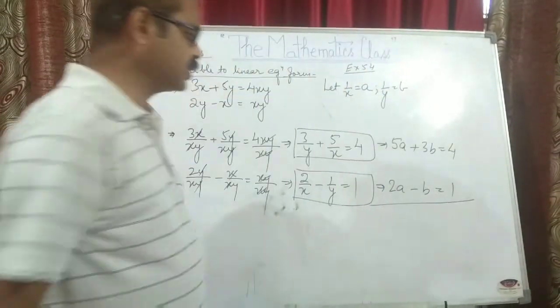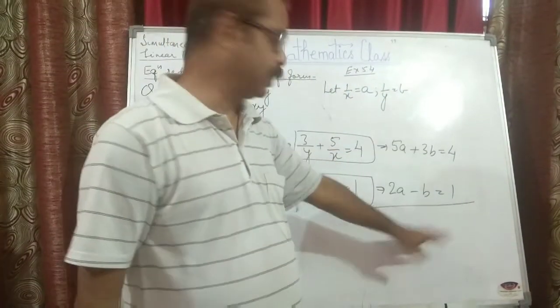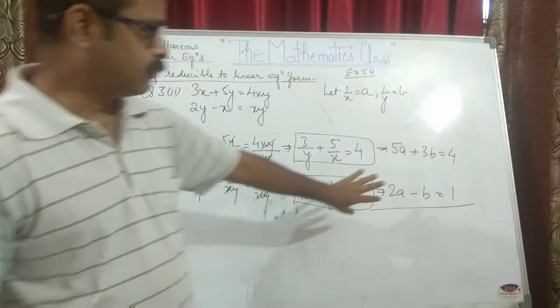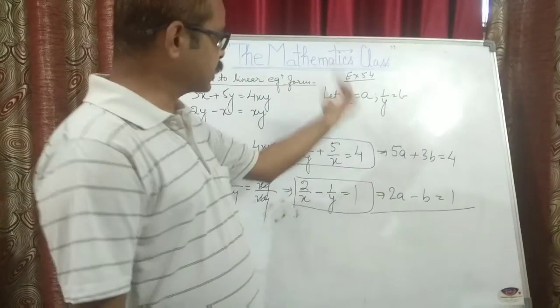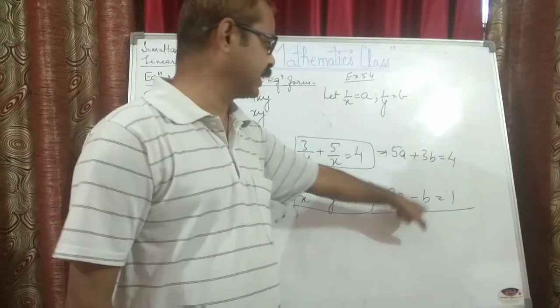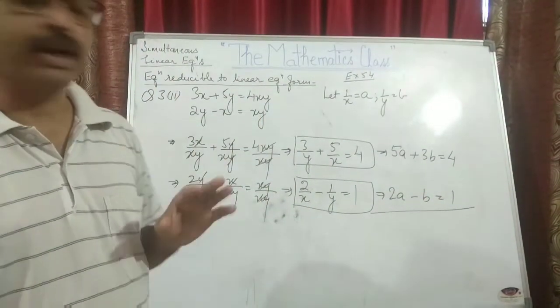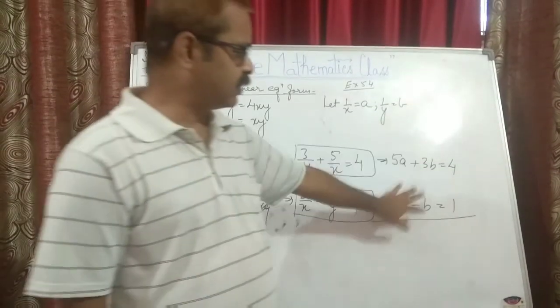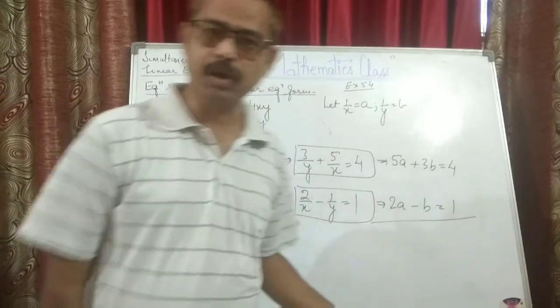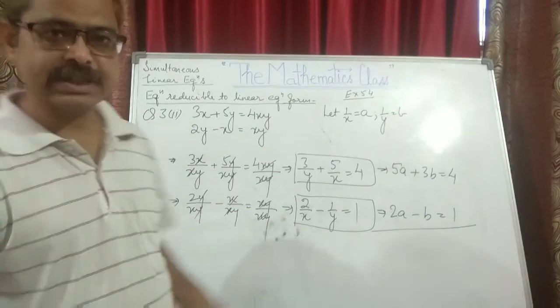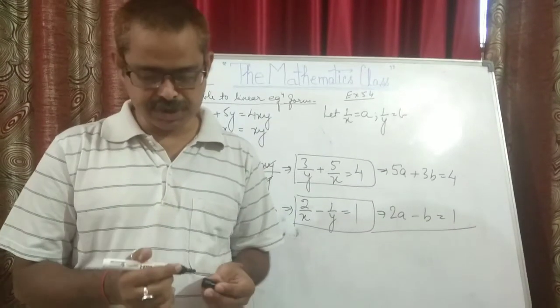Now you can solve these equations. You will get the values of a and b. Whatever you get as a, its reciprocal will be x, and whatever you get as b, its reciprocal will be y. Finally, you have to find the values of x and y. So I'm leaving it from here for you to solve. And that finishes my chapter, simultaneous linear equations.